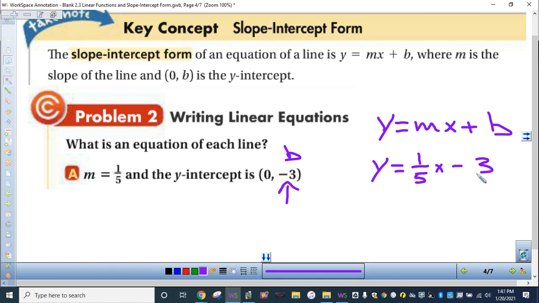So they won't always say like (0, -3) is the b. Sometimes they just say b equals -3. It's even easier than that, if you ask me.